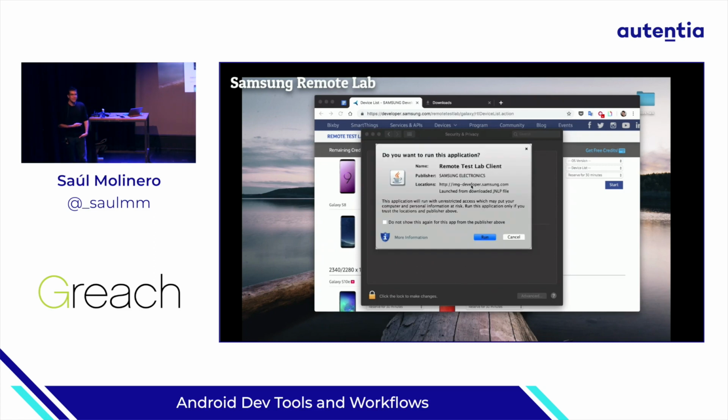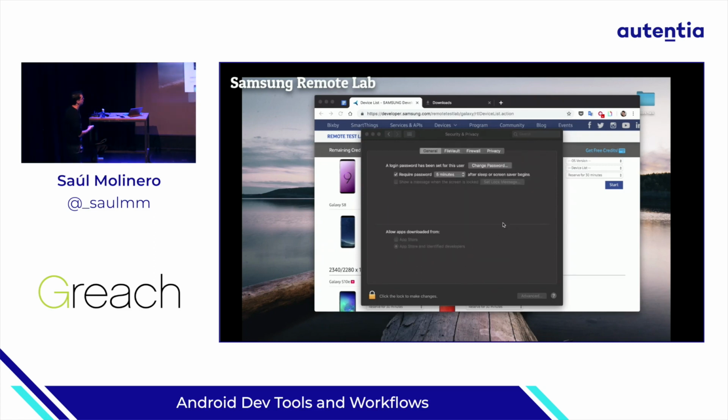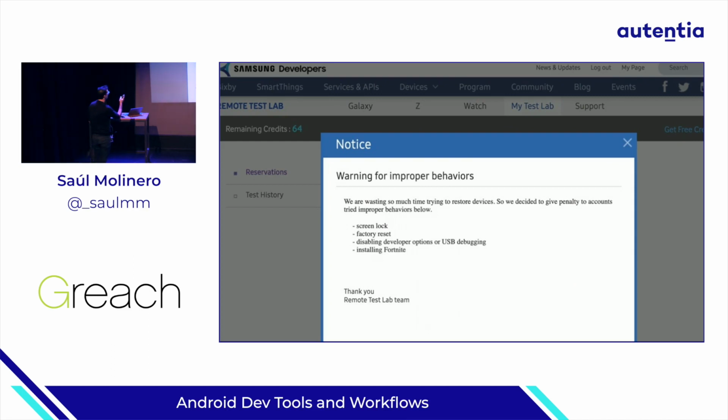And I found something really funny when preparing the conversation and taking the demo: people mess around too much with this, and there are very huge trolls, because they show you a dialog that says, please, do not screen log, do not factory reset, disable developer options or USB debugging, and install Fortnite. And this is real, because people actually are installing Fortnite on these Samsung devices, which doesn't make any sense. And people are bad enough to factory reset a device, which is not good either. It's funny because they say they are wasting too much time fixing these kinds of issues. So I imagine the Samsung developers complaining about the users too much.